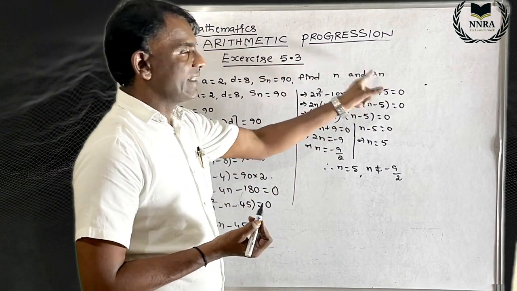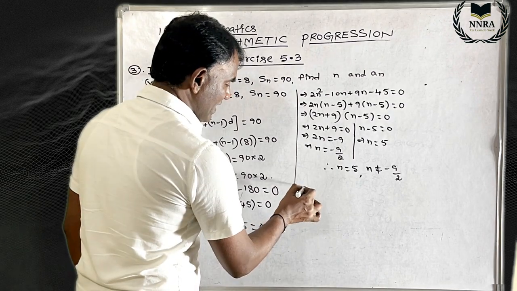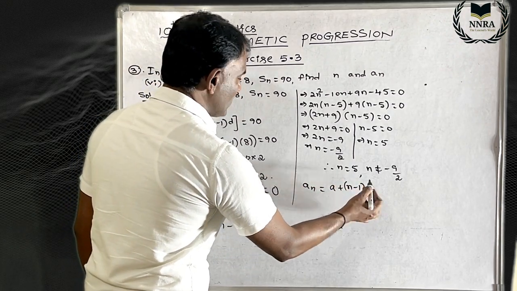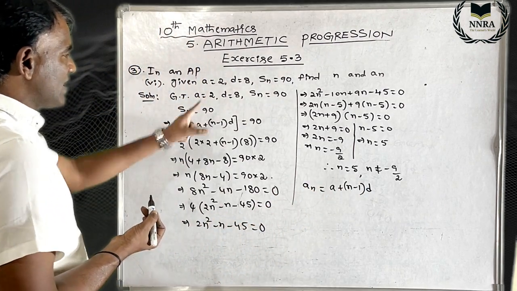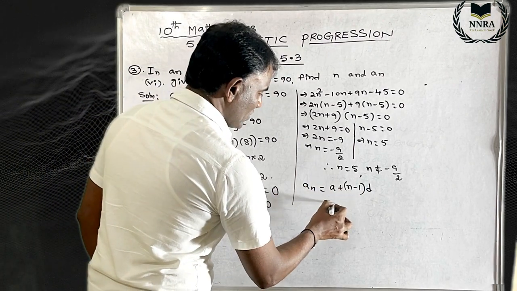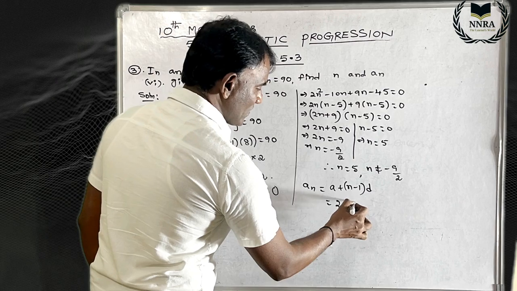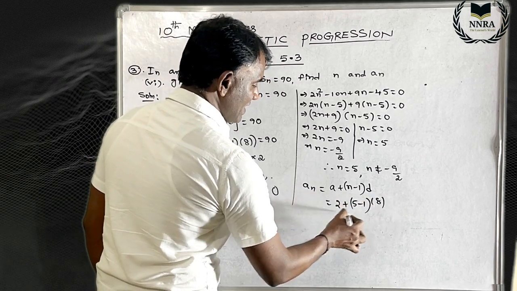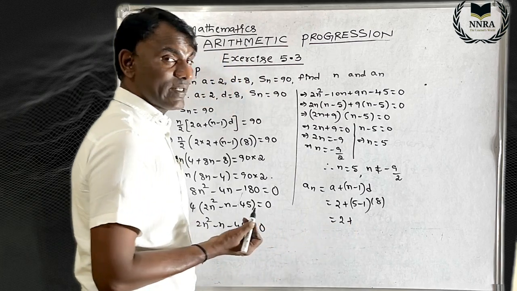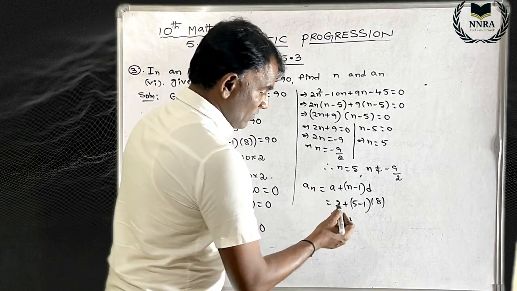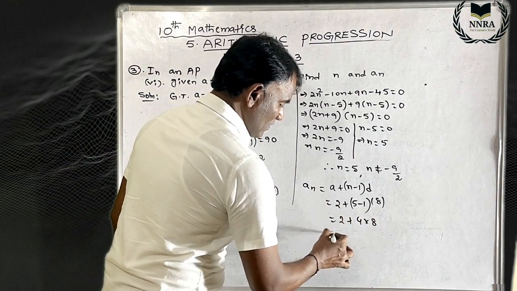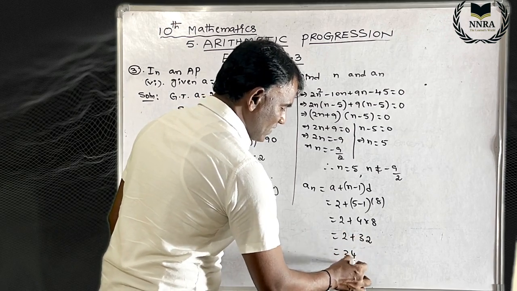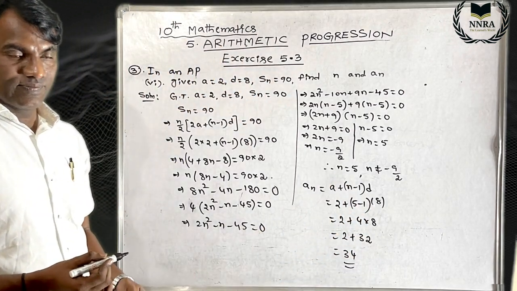After that we want an value, right? What is the form of an? That can be written as a plus n minus 1 into d. Now a value is given, how much it is, 2, na? So right here 2 plus n minus 1, 5 minus 1 into d, that is 8, right? So it is 2 plus 5 minus 1, 4 into 8, how much? 4 into 8 is 32, na? So 2 plus 32 equal to 34 is the answer.